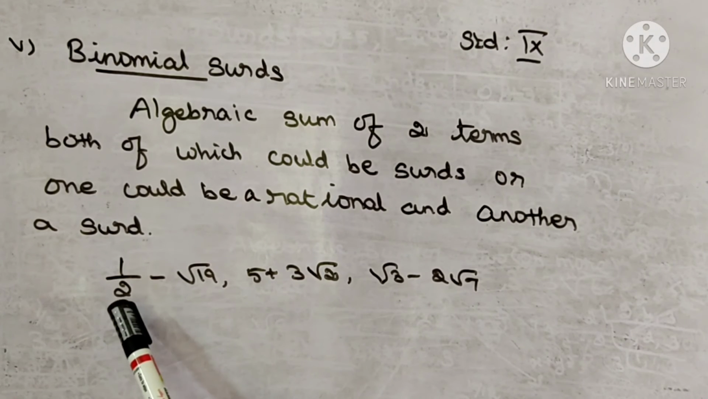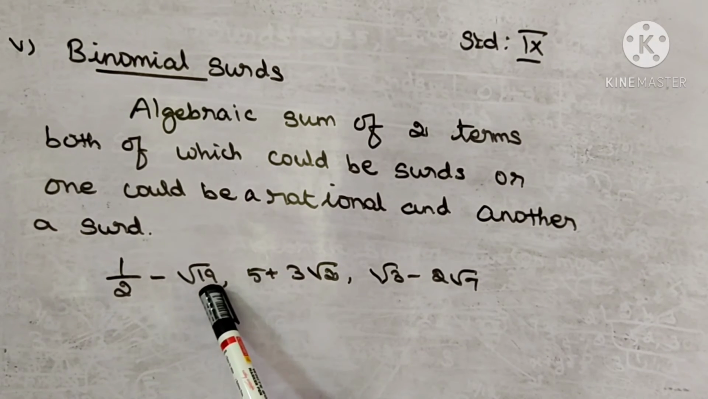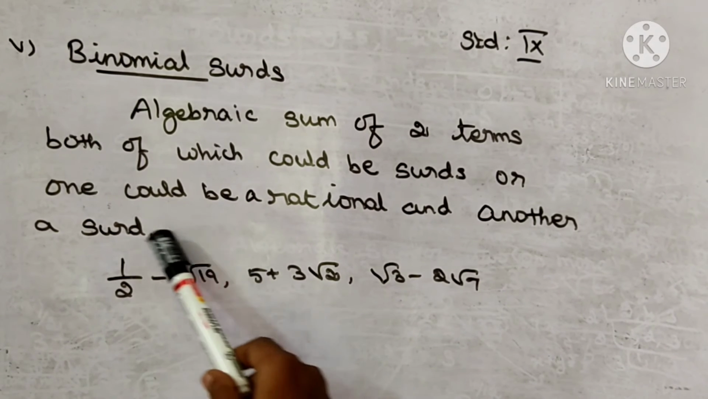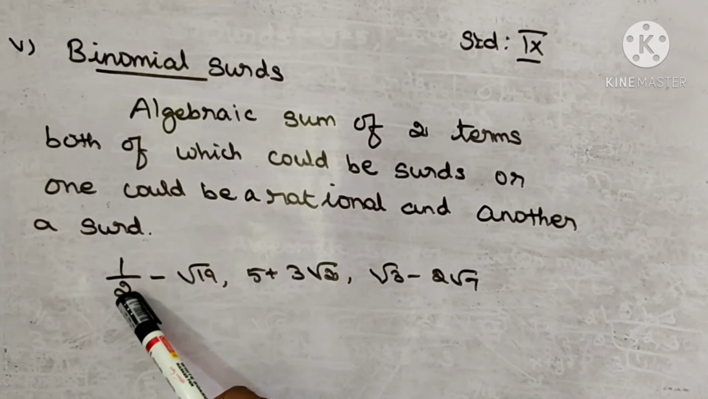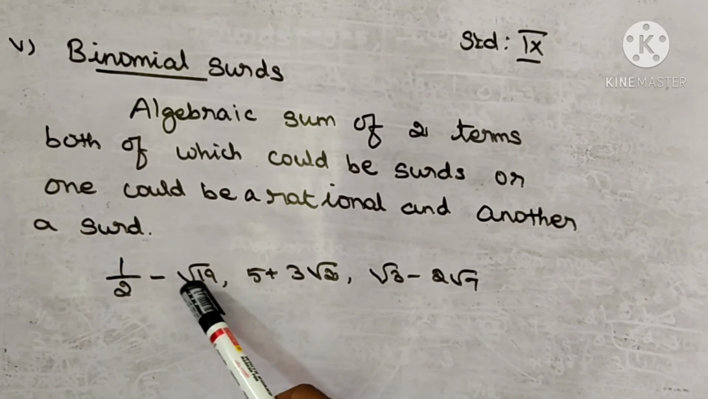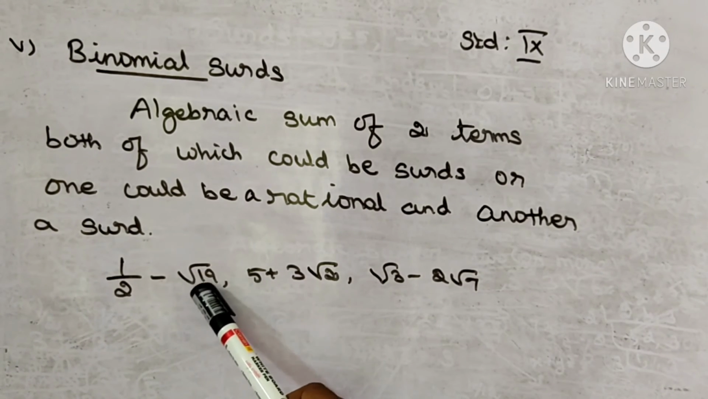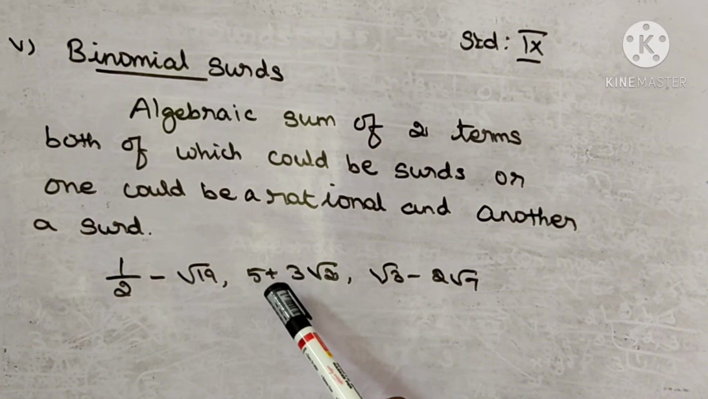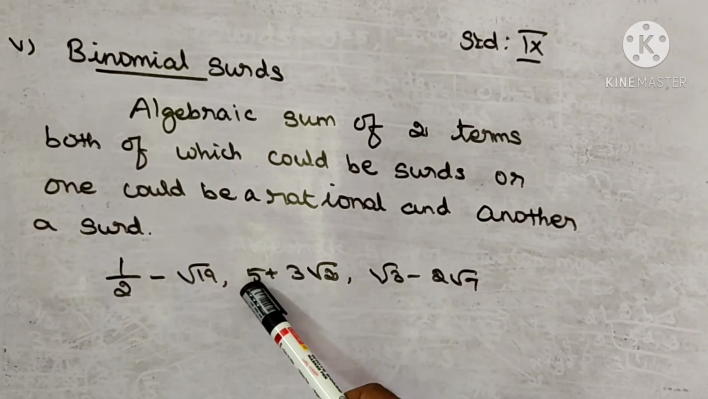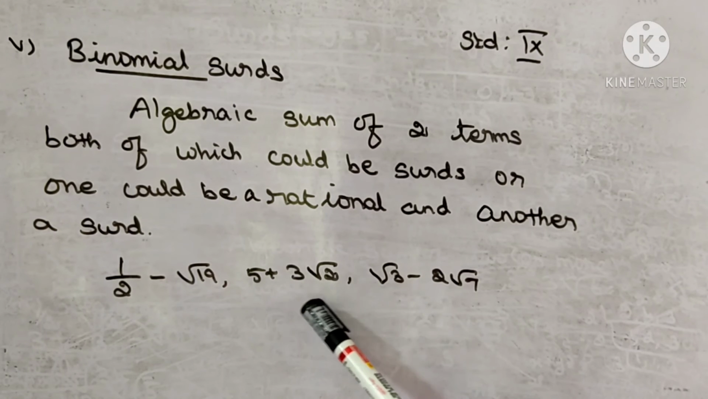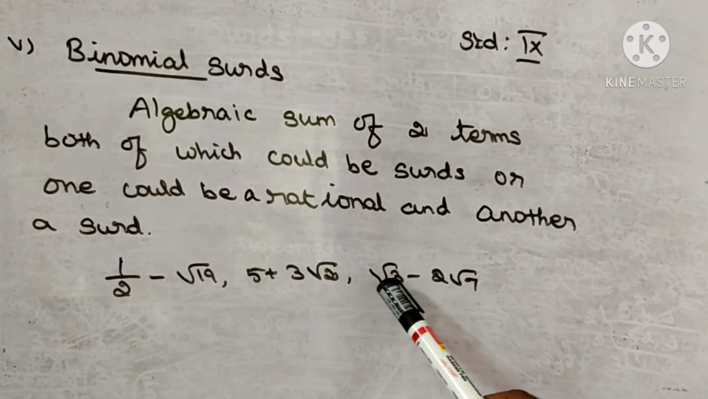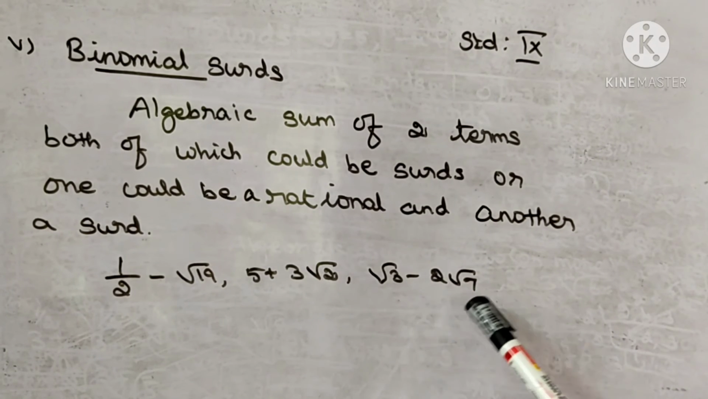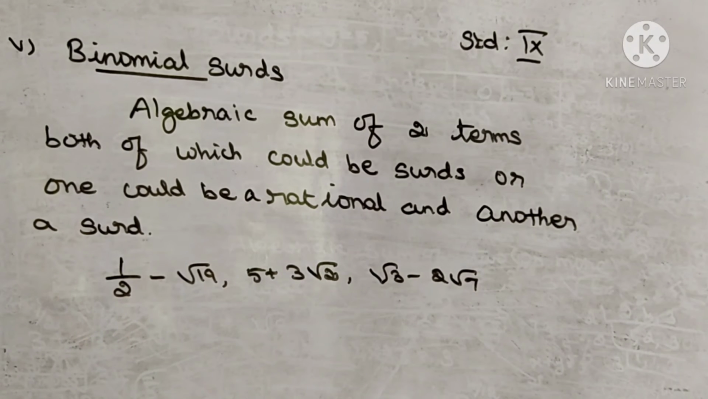Listen to the examples. 1/2 minus root 19: these two terms form a binomial surd. Here 1/2 is a rational number and root 19 is the surd. Next, 5 plus 3 root 2: 5 is the rational and 3 root 2 is the surd. And root 3 minus 2 root 7: both the terms are surds. These are examples of binomial surds.